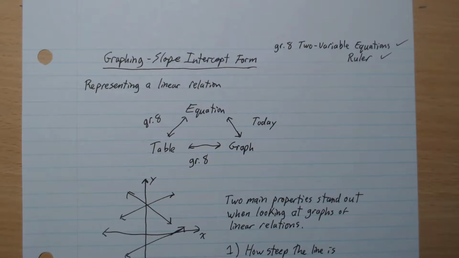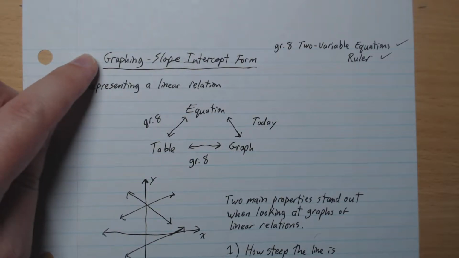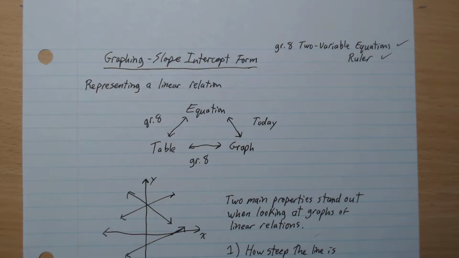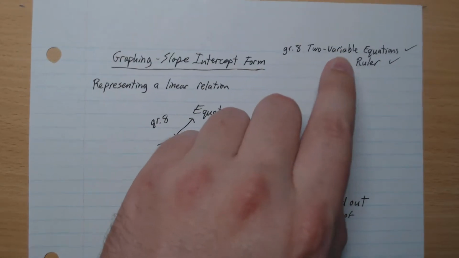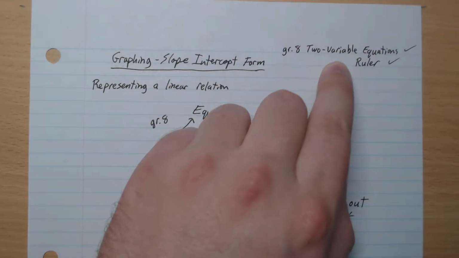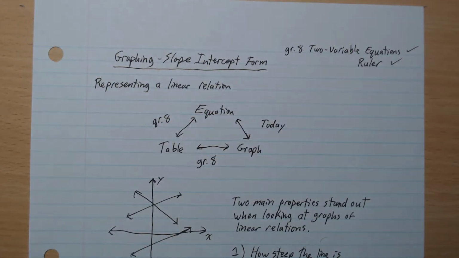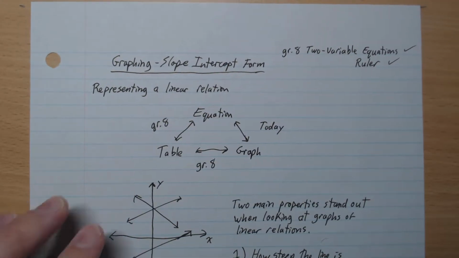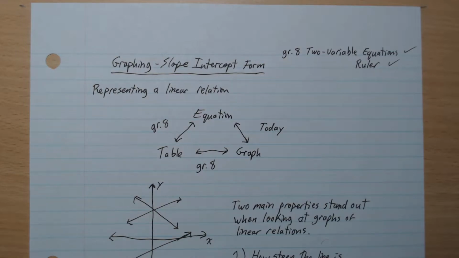Hey everyone, welcome back. Today we're going to look at graphing slope-intercept form. So linear equations, and we're going to graph them. If you've completed the grade 8 video, two variable equations, today's lesson will be a lot easier for you. And if you have a ruler, that would be really handy.